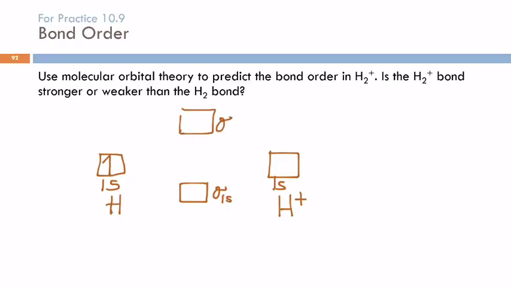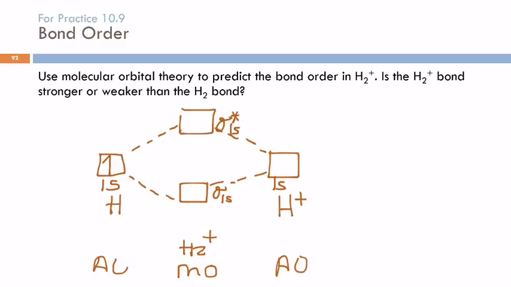molecular orbital that's called sigma star 1s. And we usually draw these dashed lines just to help us see where these came from. So this is our H2+. Molecular orbitals in the middle and the atomic orbitals on the side. So these are atomic orbitals, molecular orbitals, atomic orbitals, and energy going up.